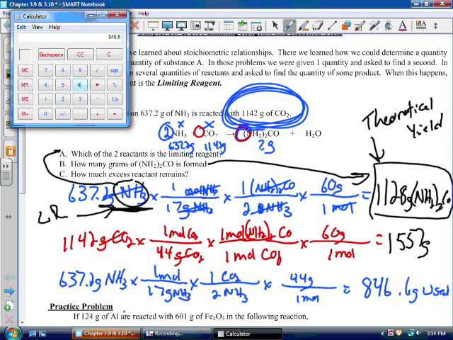846.6 grams of that, that means we would have, oops, must have done something wrong. Let's try that again. 1,142 minus 846.6 means we would have 295.4 grams CO2 left. All right, so that is how much excess reactant remains.